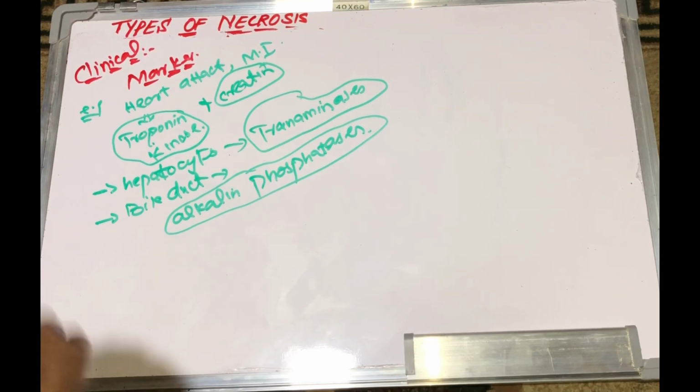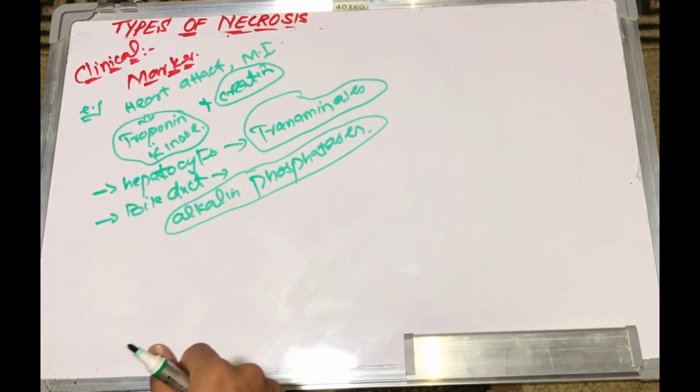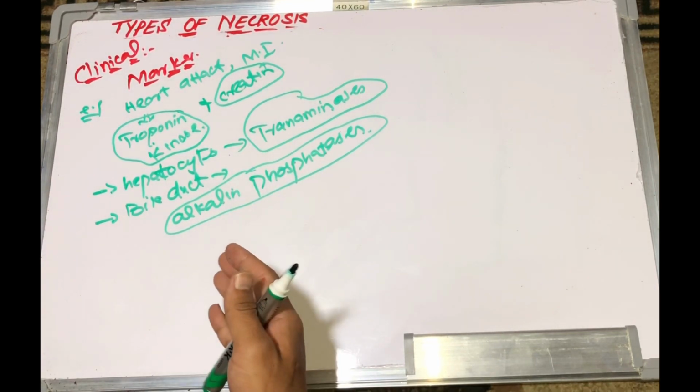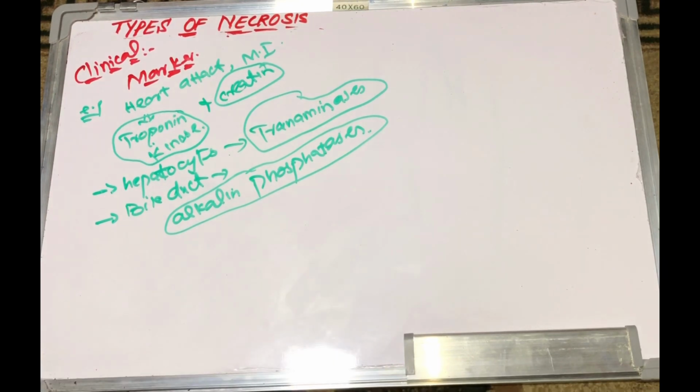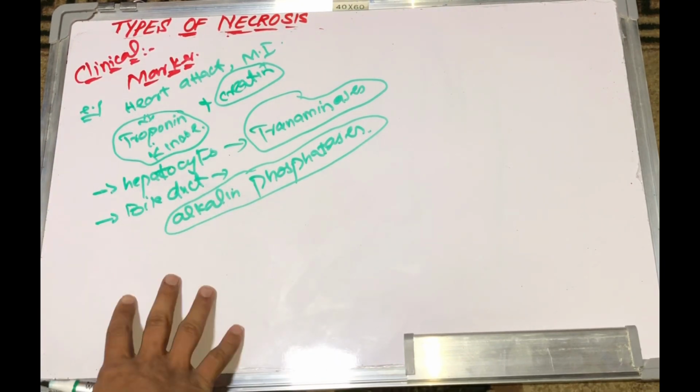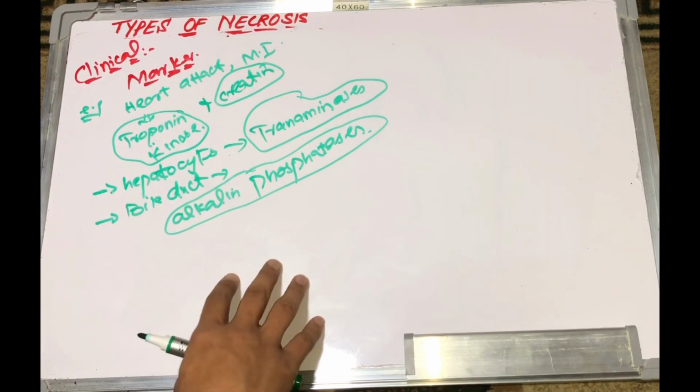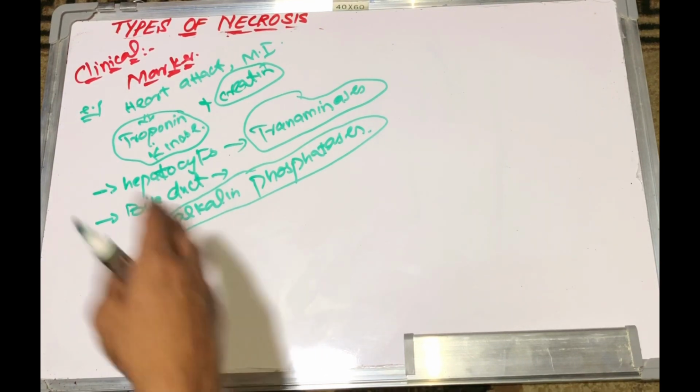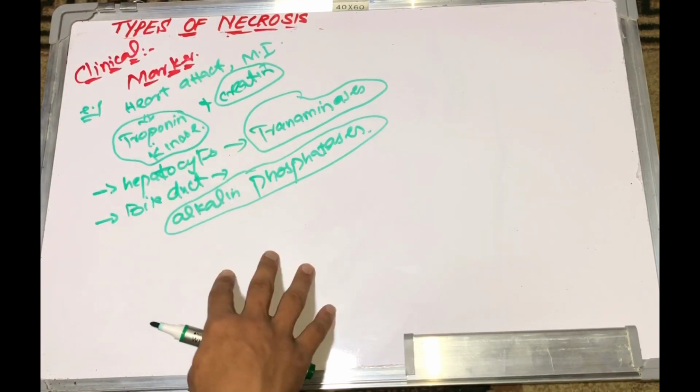So this was all about necrosis. We have discussed necrosis, the changes inside the cytoplasm and inside the nucleus. After that we discussed the 6 types of necrosis, and we also gave a clinical correlate about necrosis.